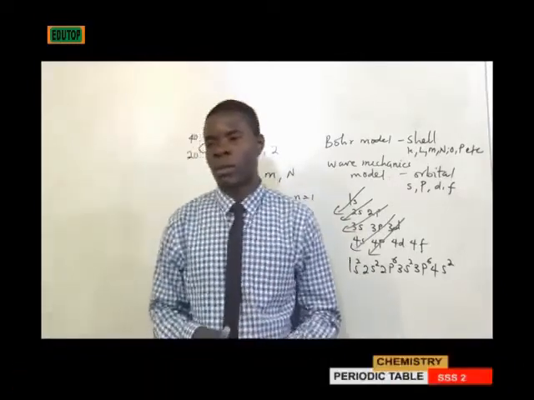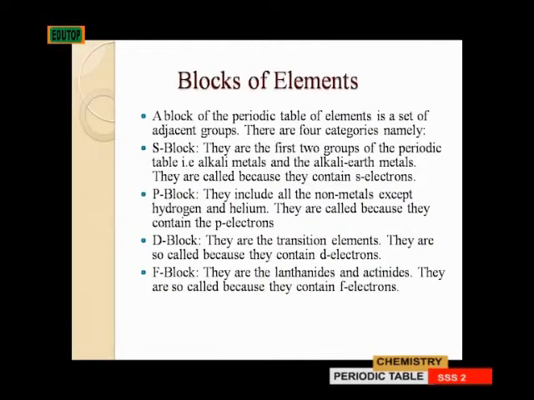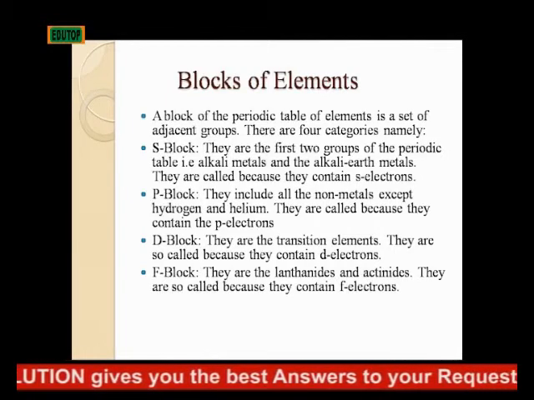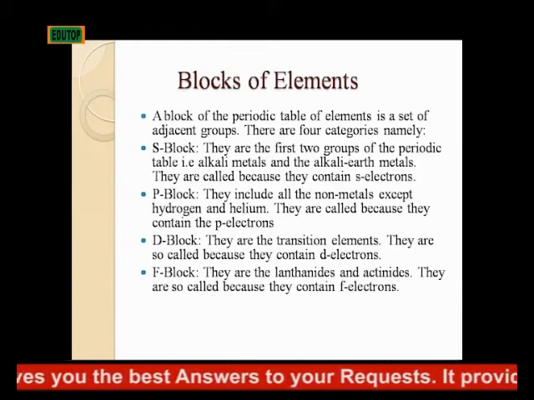Consequently, sodium is in period 3 because it has 3 shells, and group 1 because it has only one valence electron. Blocks of elements. A block of the periodic table of elements is a set of adjacent groups. There are 4 categories, namely the s block. They are the first 2 groups of the periodic table, that is, the alkali metals and the alkaline earth metals. The alkali metals are simply the group 1A elements. Examples, we have sodium, potassium.